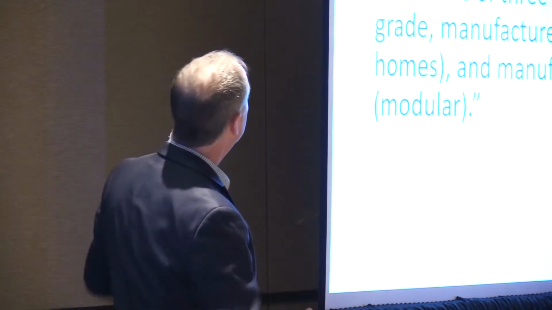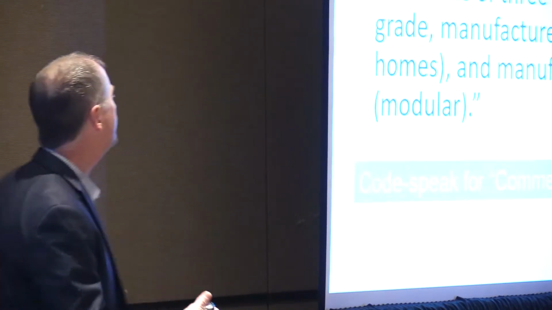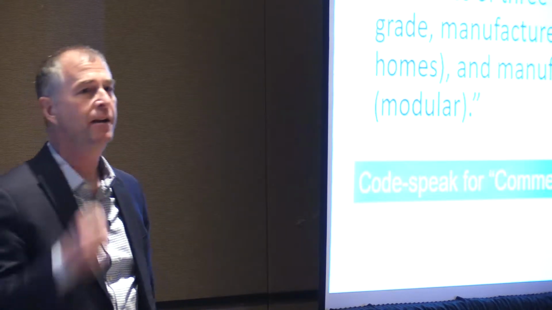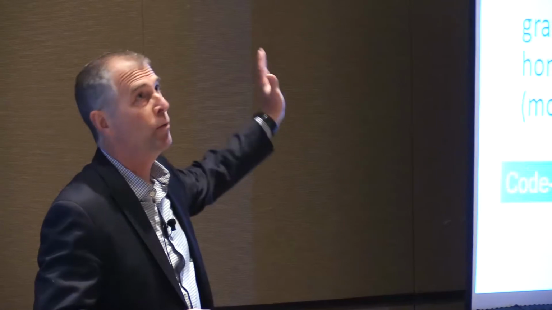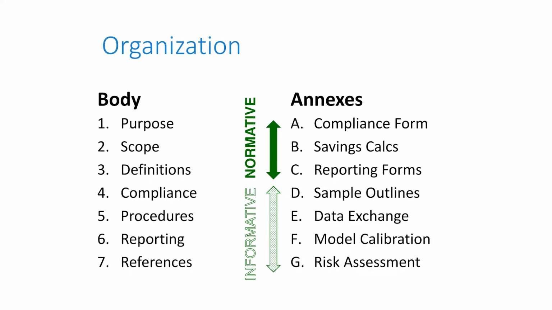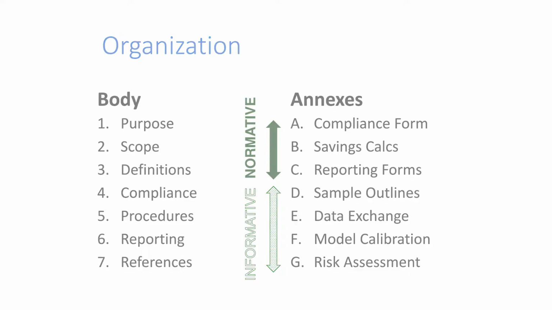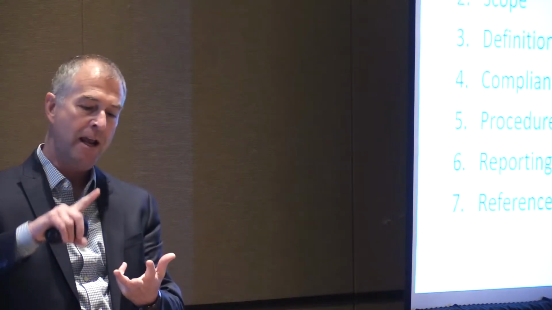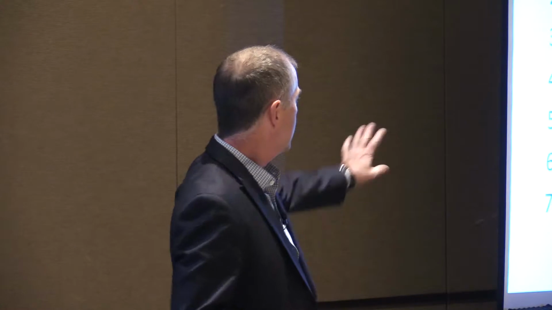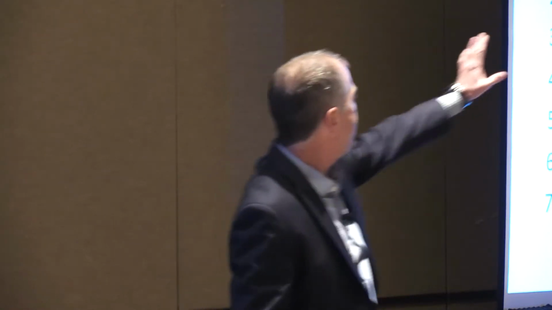Our scope is this big long phrase, which is code speak for commercial buildings and large multifamily. But to be consistent with other standards, we chose this other scope. And then the standard is organized, I won't go through this in detail, with title, purpose, and scope. We have some definitions, which was a lot of work. There's a brief compliance section. Sections 5 and 6 are the meat of the standard. This is procedures and reporting, which is how you have to do stuff and what you have to deliver to your client. Then we've got references and then all of the annexes.